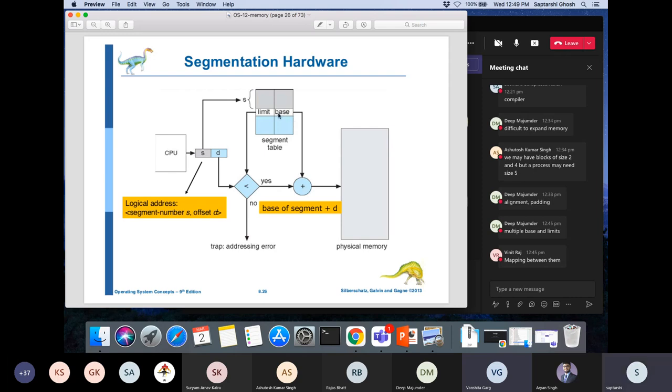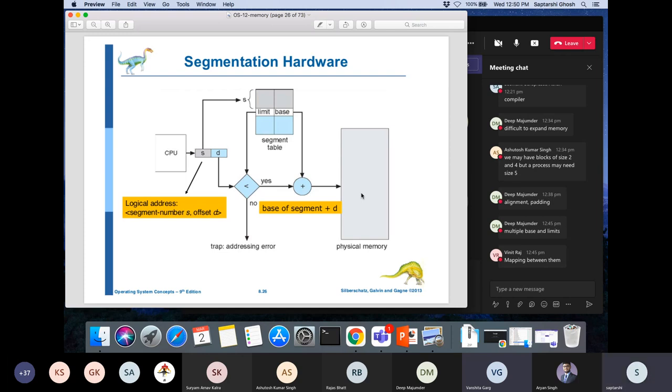Right? Remember, base is the starting physical address of the segment. That is added to D. Base of segment plus D, that gives the physical address which the CPU wants to access. Right? So in a segmentation scheme, this is the way of mapping a logical address to a physical address. The segment number is used to consult the segment table. The segment table gives the starting physical address of the segment. And the D is checked with the limit. And then the starting address of the segment is added to D, and that gives the physical address.